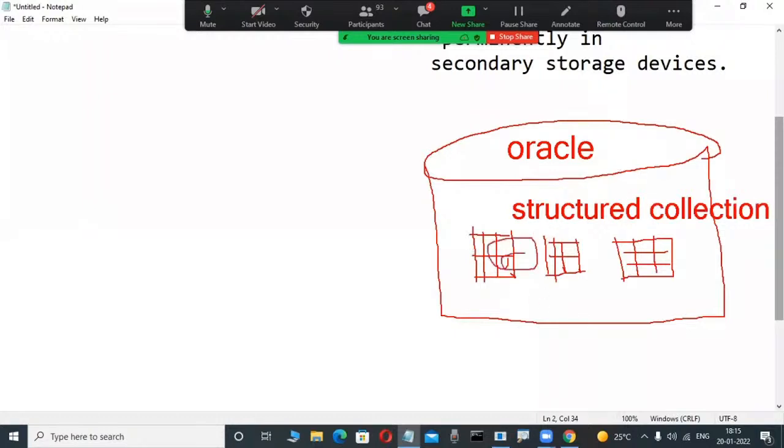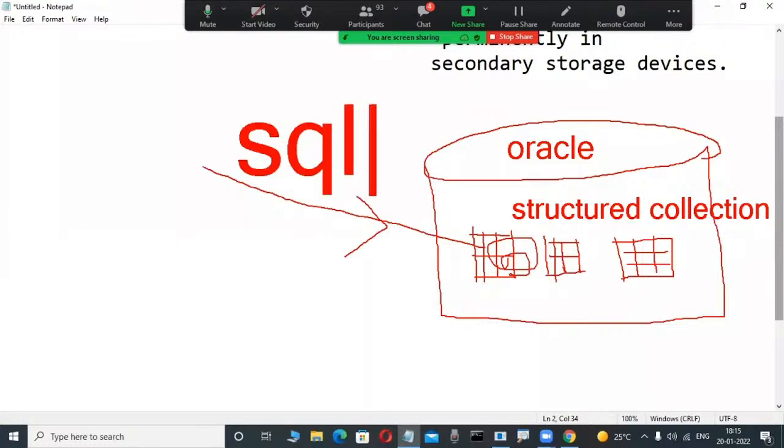Once a structured collection of data is there, to operate this data some language is required. What is that language? Maybe anybody has an idea? SQL is a language, Structured Query Language. Through this language only we operate on the structured data in relational databases.